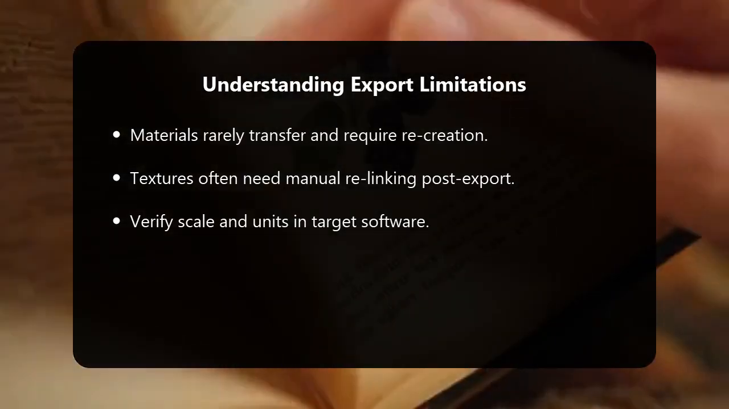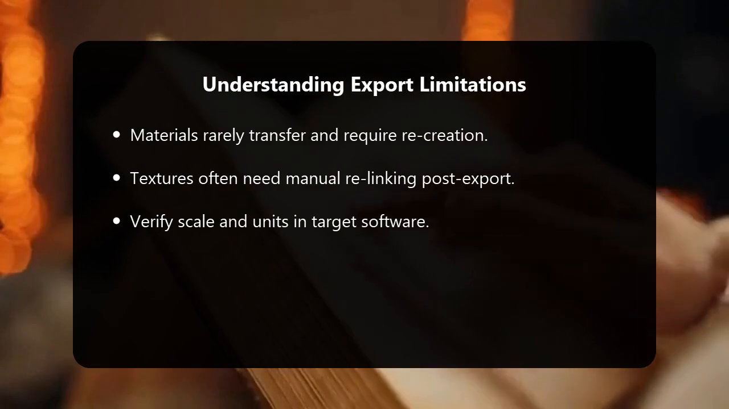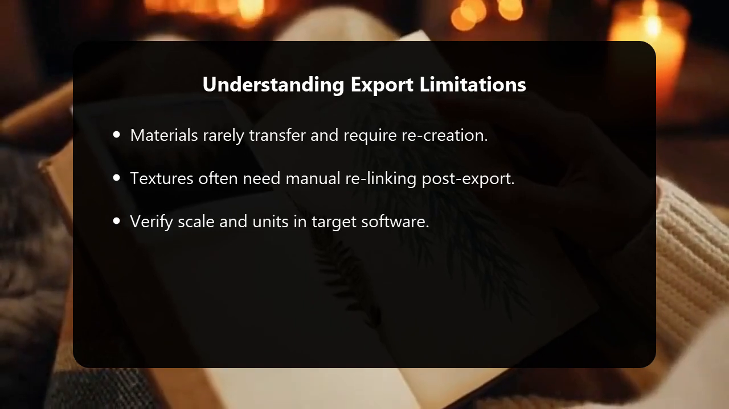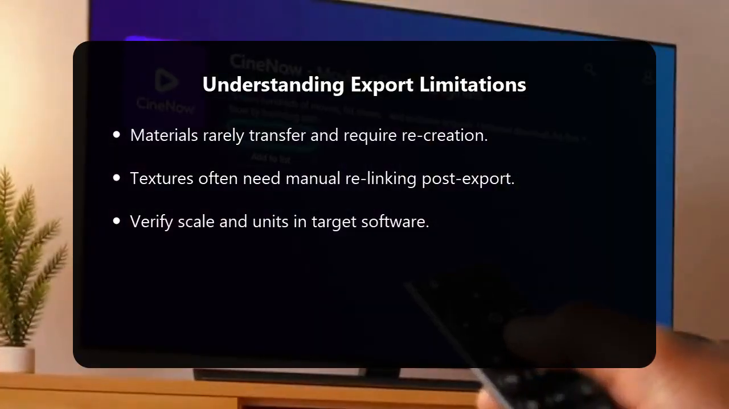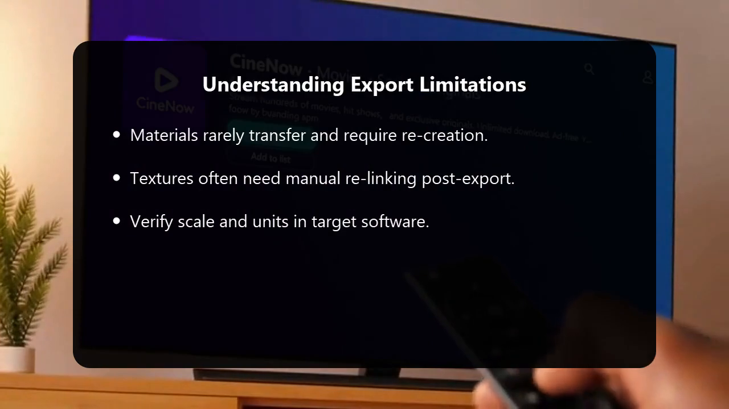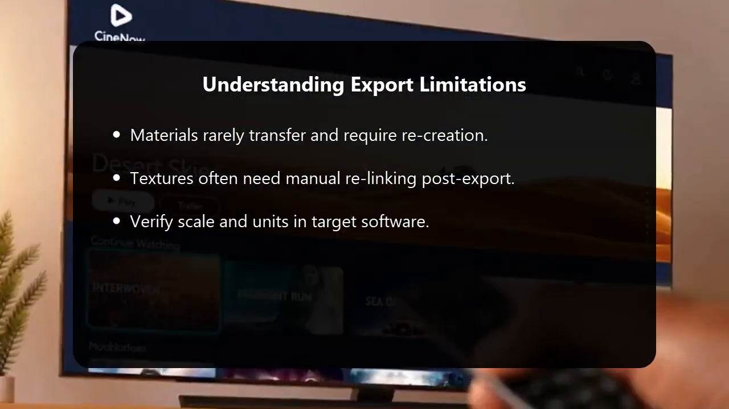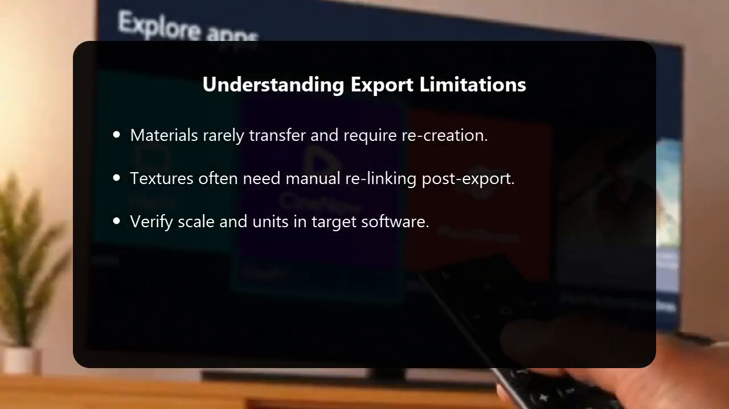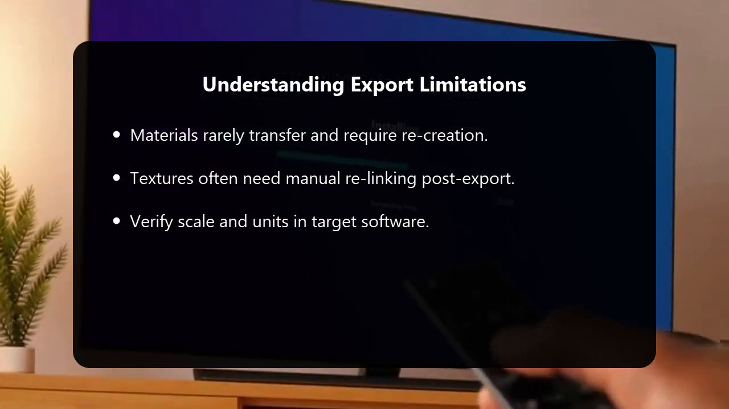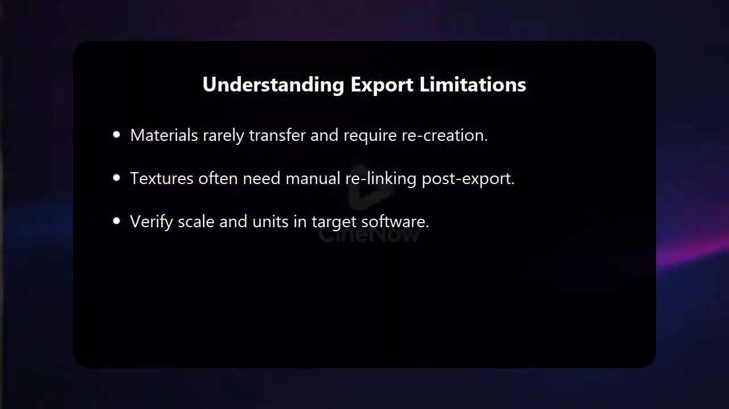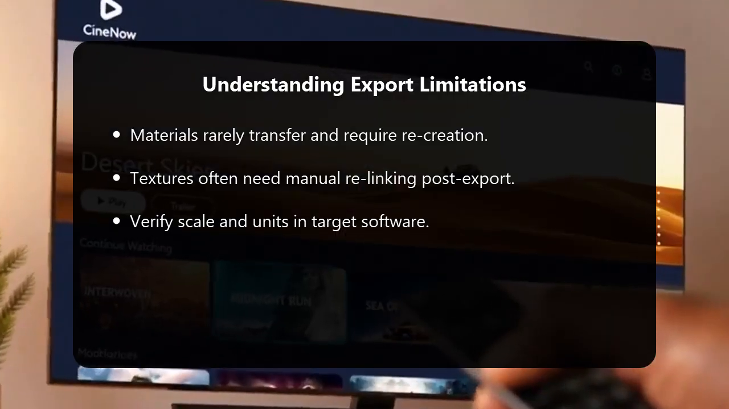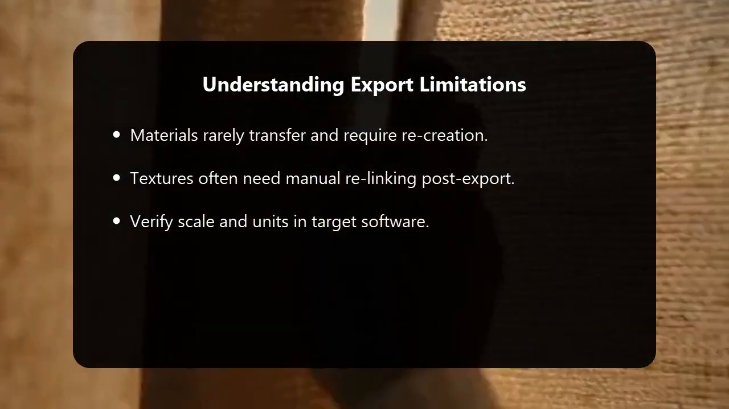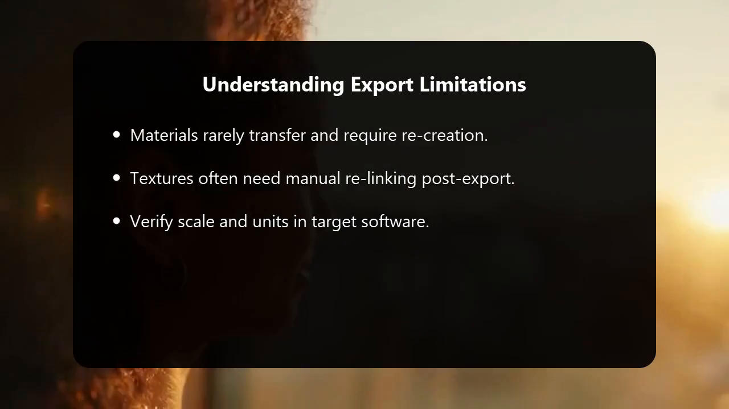While this method is highly effective for geometry and animation, it's vital to note a significant limitation. Materials and textures typically do not transfer perfectly, or sometimes at all, in the FBX export from Unreal Engine. Unreal's material system is node-based and highly specific to its rendering pipeline, meaning you will almost certainly need to recreate or relink your materials and textures manually in your target 3D software. You might also need to adjust scale and units upon import, as Unreal Engine uses centimeters by default.